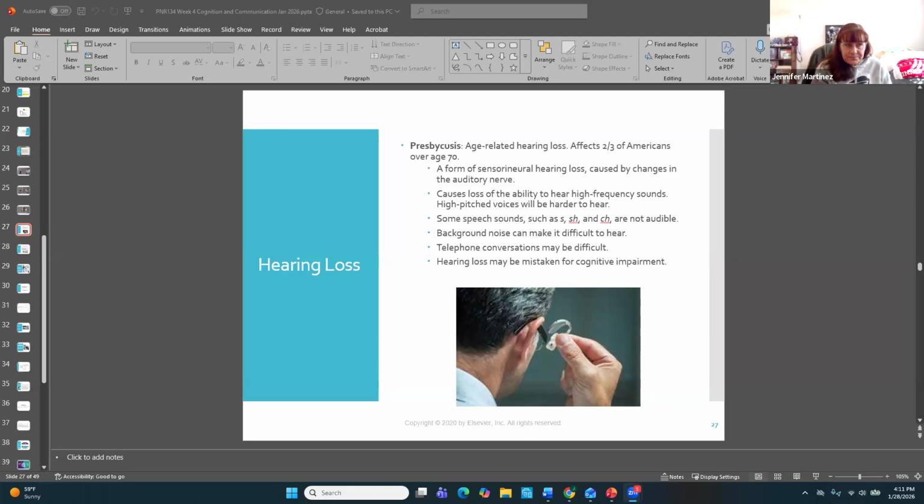One of the big things is hearing loss sometimes can be mistaken for cognitive impairment. Why would that be mistaken for cognitive impairment? They might just assume that the person's not understanding what's being said to them, rather than that they're just having difficulty hearing. Right, because they may have misheard your question and answered it inappropriately. So of course we're going to think they have some cognitive impairment, rather than the fact that they just didn't hear what I said.